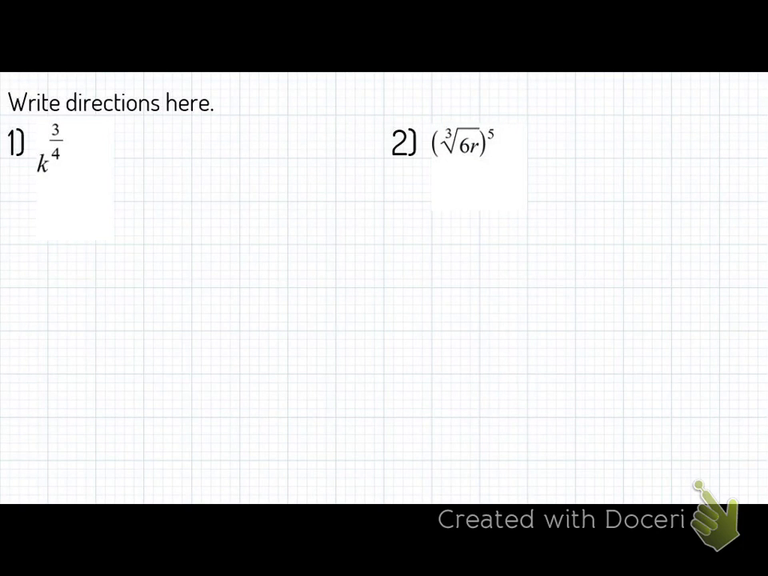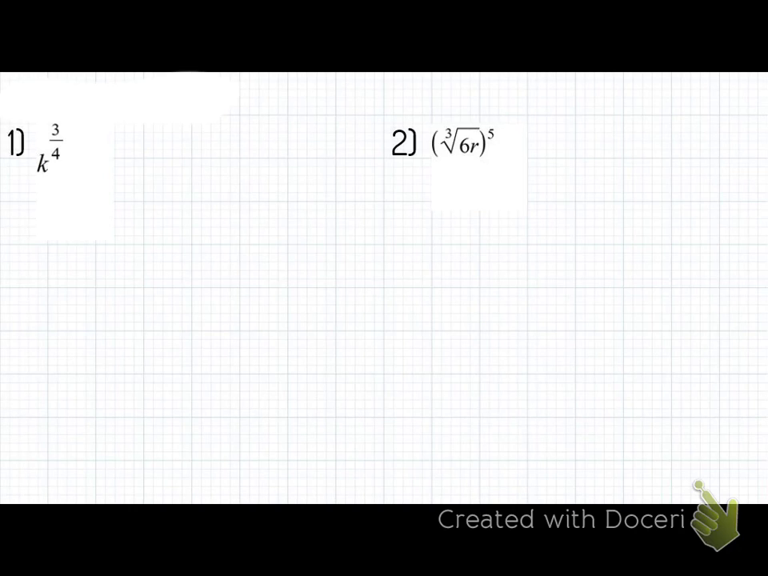Numbers 1 and 2. So on number 1, we've got k to the 3/4. I want to convert this to a radical expression, okay? It's starting with a fractional exponent, so that's okay. Not a big deal. K to the 3/4. Eyes up here right now. Eyes up here, pencils down.